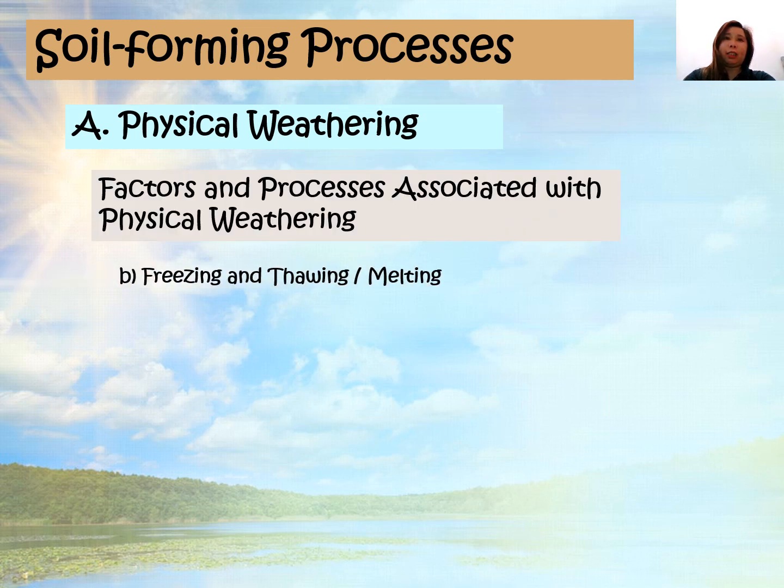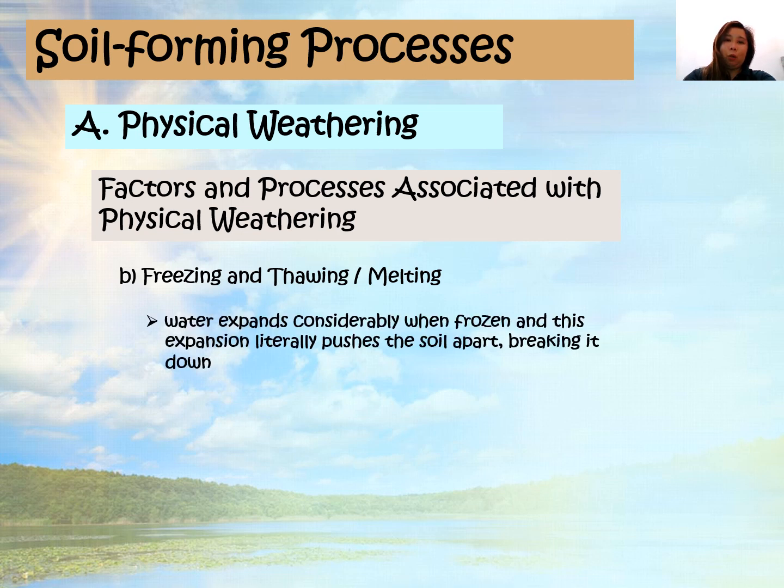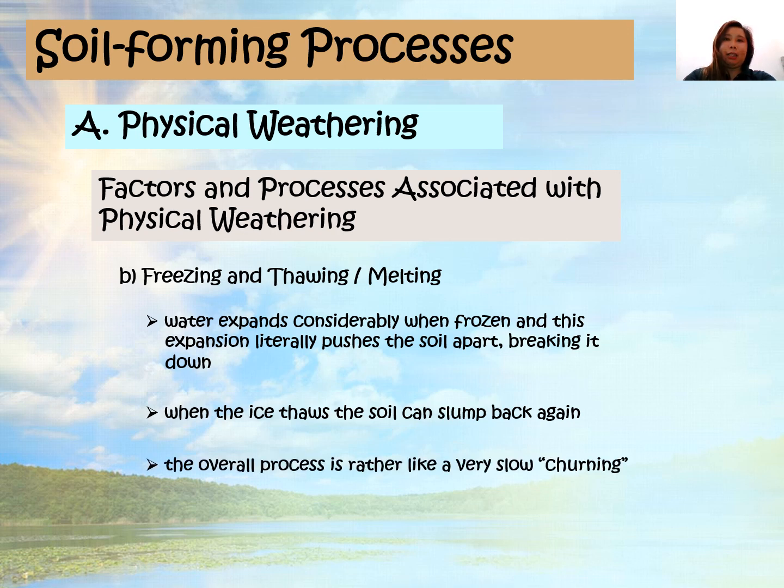Another process is the freezing and thawing or melting. Water expands considerably when frozen, and this expansion literally pushes the soil apart, therefore breaking it down. When the ice thaws, the soil can slump back again. And this overall process of freezing and thawing is like a very slow churning. And this process can literally grind mountains over time.